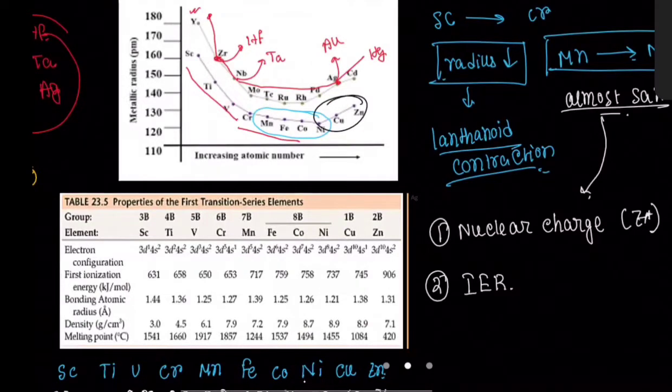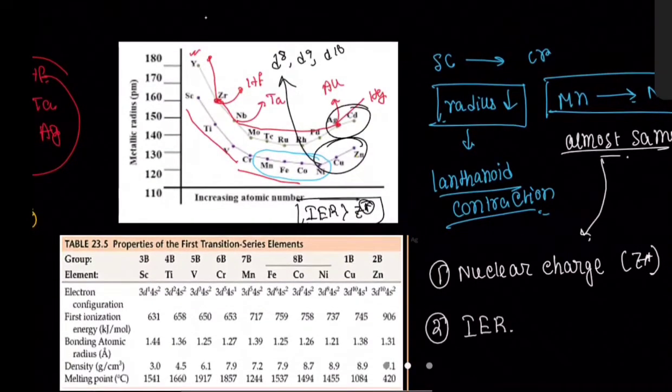Because definitely the interelectronic repulsion is now winning over the nuclear charge, because interelectronic repulsion is a repulsive force and nuclear charge is an attractive force. So definitely the repulsive force is more, that's why they are going out. So this is seen in d8, d9 and d10 electronic configurations. Okay, so over here as well you can see the same thing in Zn, Cd, Hg.